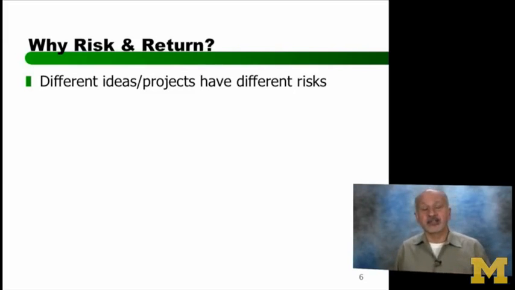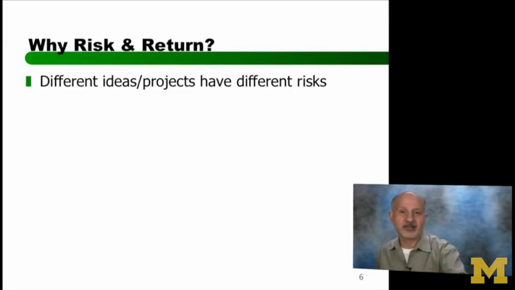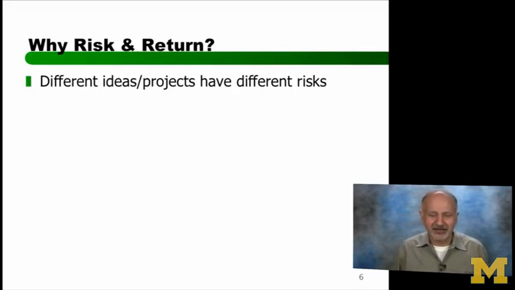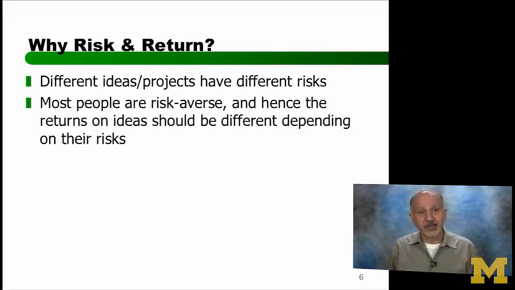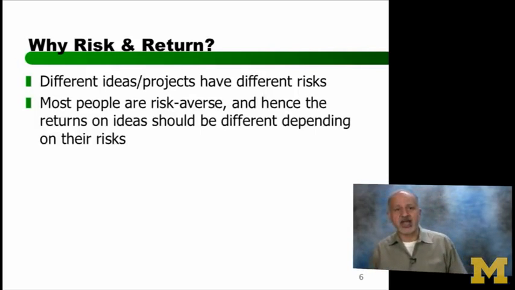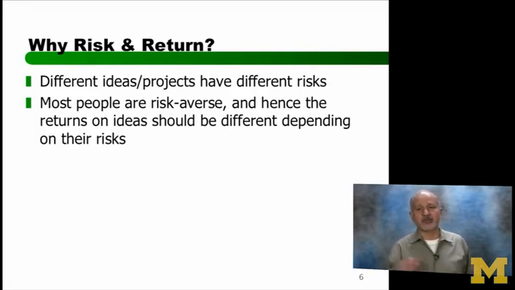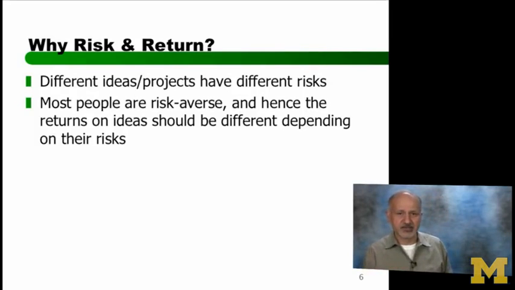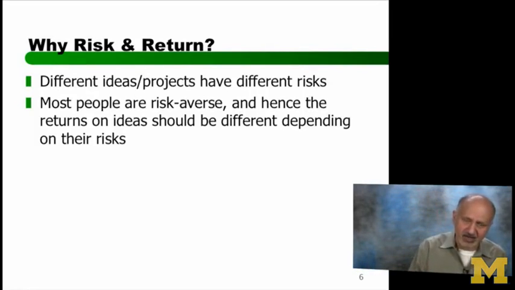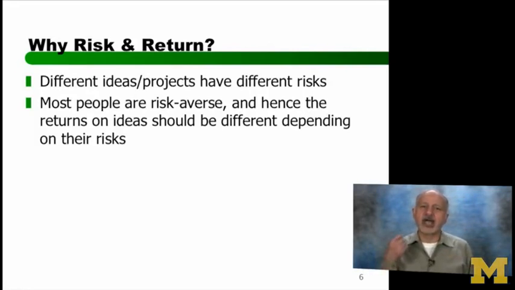Which is riskier? A corporate bond or an identical government bond? Corporate. Why? Because the company promises to pay but may not be able to. Not because they are devious, but because times do change, like has been happening the last few years. Most people are risk averse, and hence returns on ideas should be different depending on their risks. This is very, very key to what we're going to talk about. I hope you agree with this, that most people are risk averse.